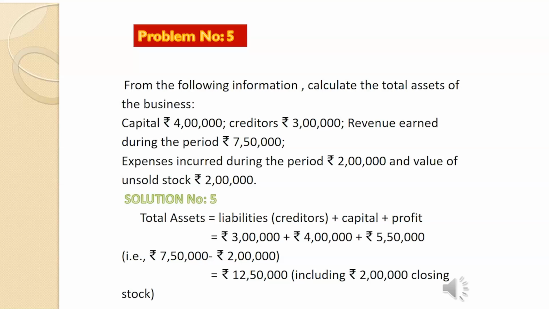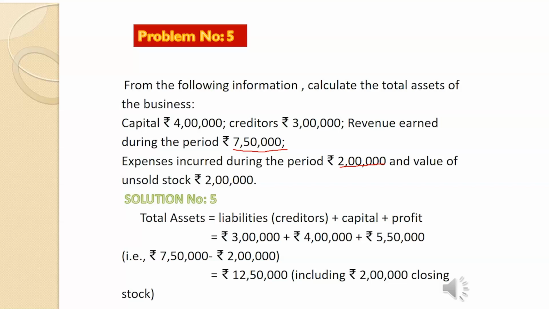So what is the revenue for the business? Revenue is rupees 7,50,000. Expenses rupees 2 lakh. You have to find out the profit. So profit is equal to 7,50,000 minus 2 lakh, which is equal to 5,50,000. Okay.